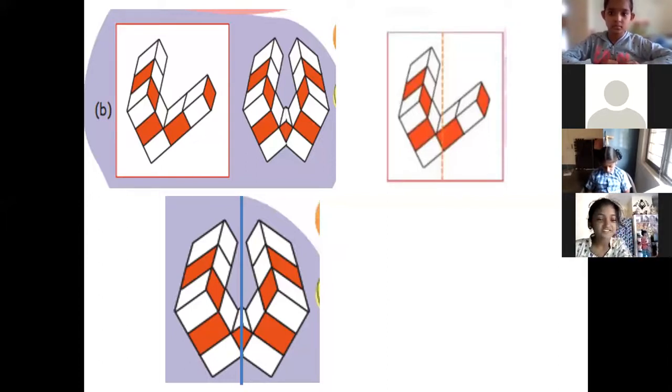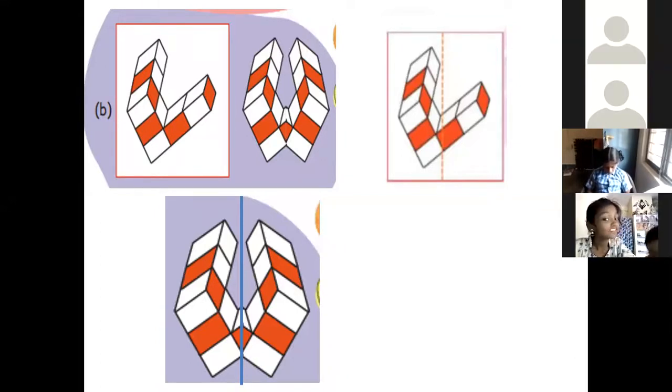Otherwise, what you can do is this: take the printout of this, fold exactly on the line, take the mirror, keep and check. On the mirror, you can keep the paper. You can get this image on the other side.